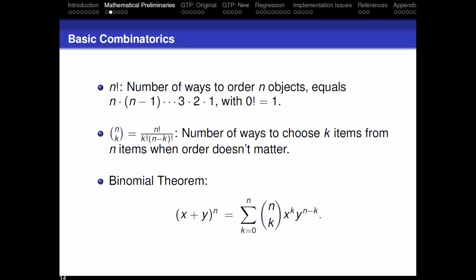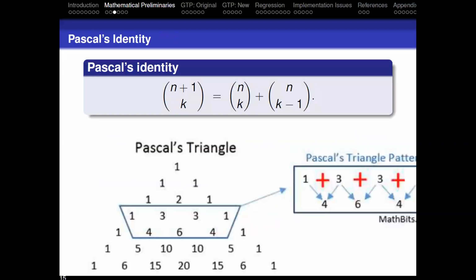So I'm going to assume everybody has seen the factorial. N factorial is the number of ways to order n objects when order matters. N choose k is the number of ways to choose k objects from n when order doesn't matter. And then we have the binomial theorem, x plus y to the n is the sum of n choose k, x to the k, y to the n minus k. We're going to use, surprisingly, Pascal's triangle numerous times.